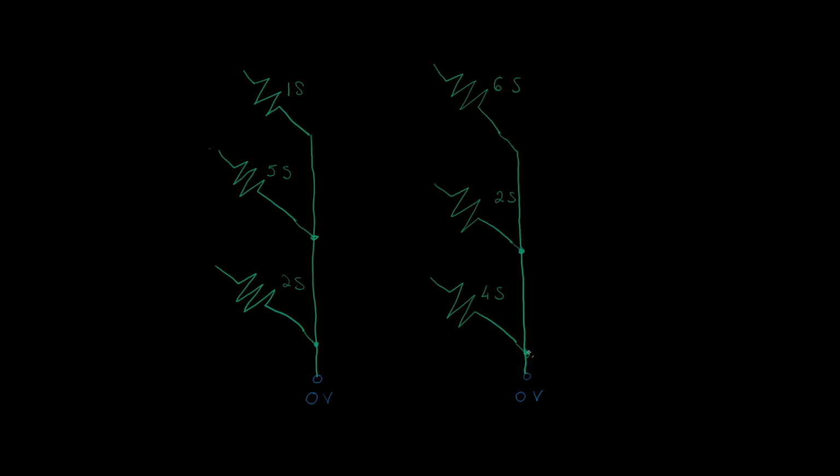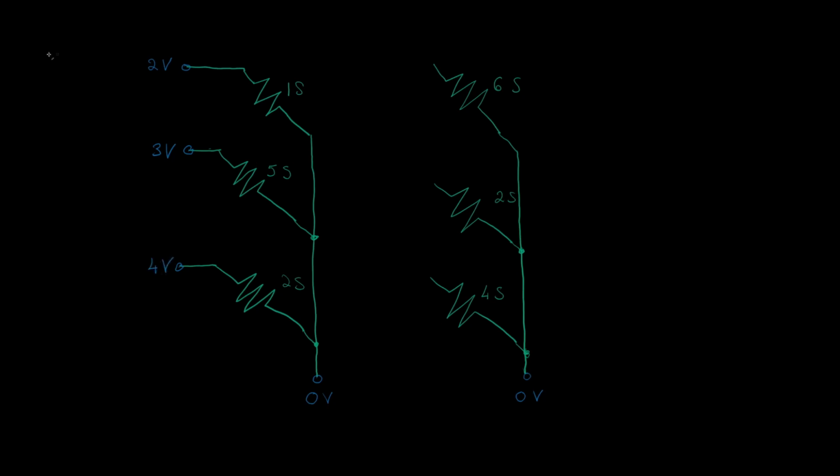Why am I doing that? Well, you'll see in a moment. Because the next thing I'm going to do is bias the left terminals of these resistors at a different voltage. So I'm going to have something like this, and I'm going to produce slightly different voltages here. I'm going to set this thing at 2 volts, this thing at 3 volts, and this thing at 4 volts.